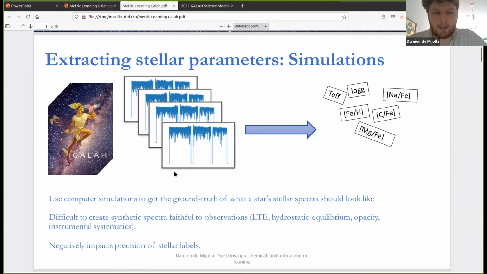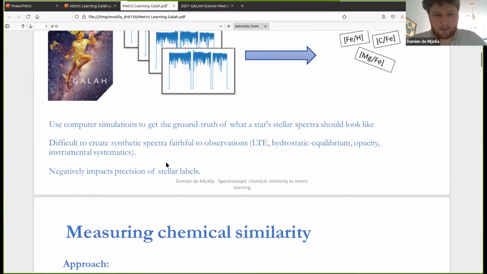But the problem is it's quite difficult to create these synthetic spectra to be entirely faithful to observations. We need to make some assumptions to generate them, such as local thermodynamic equilibrium, and we also ignore instrumental systematics. All of this negatively impacts the precision of our stellar labels and acts as a bottleneck in our ability to estimate them. So ideally, we'd like to do away with these synthetic spectra if at all possible. And this is what I'm talking about, a method for doing this.